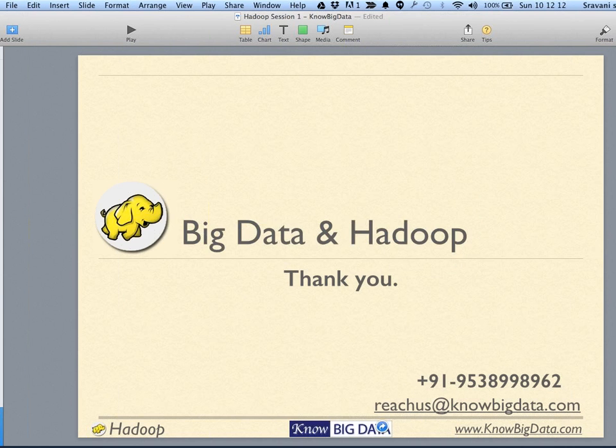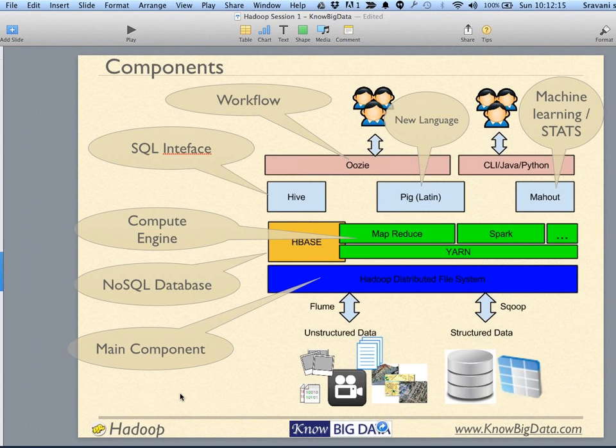Okay, so if you have 2 more minutes, I can just go over the whole ecosystem. We have the main component, which is HDFS. Then we have something called Yarn, which is the resource manager for computation. And then we have MapReduce, which does the computation, and we have Spark, which also does the computation. MapReduce is good for batch processing, while Spark is good for real-time processing.